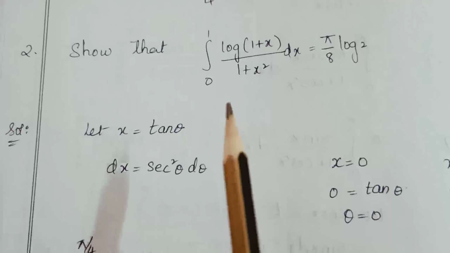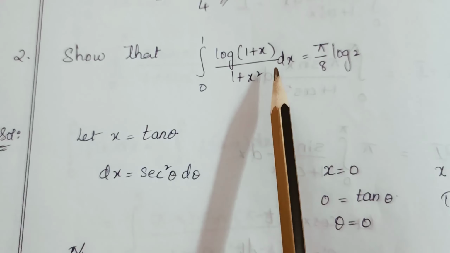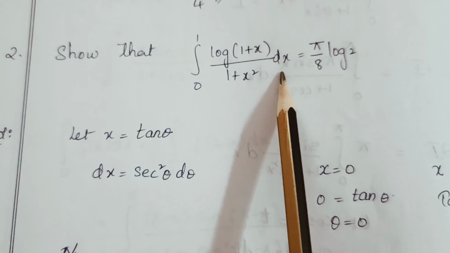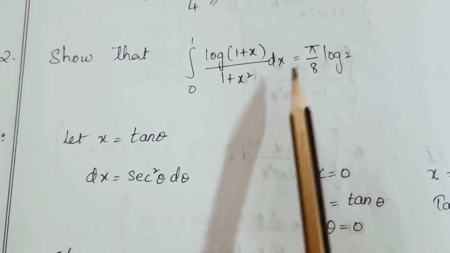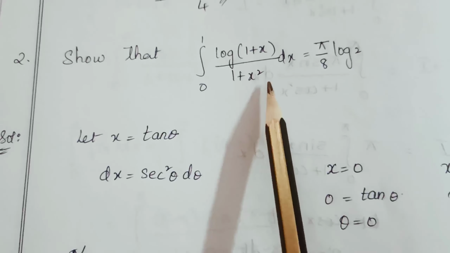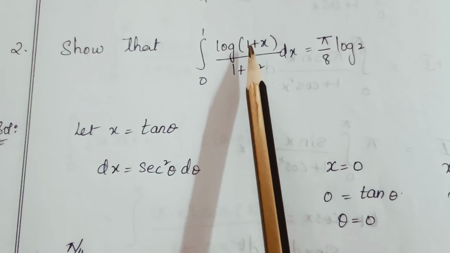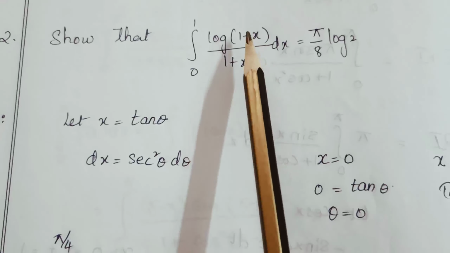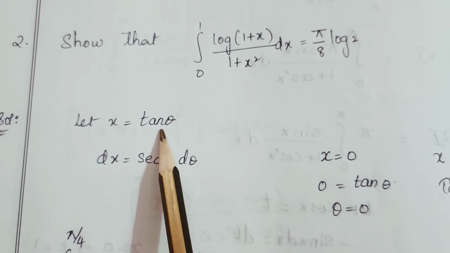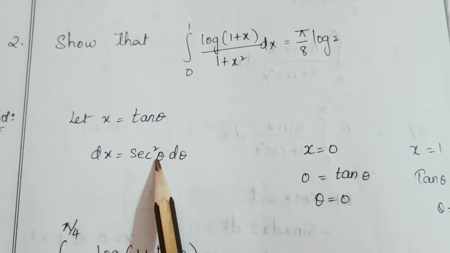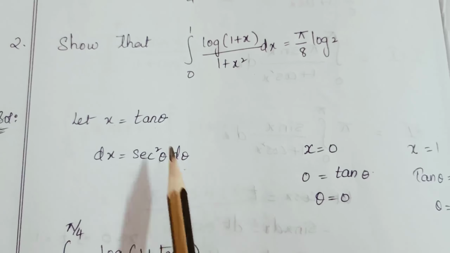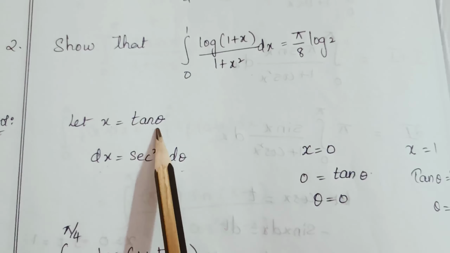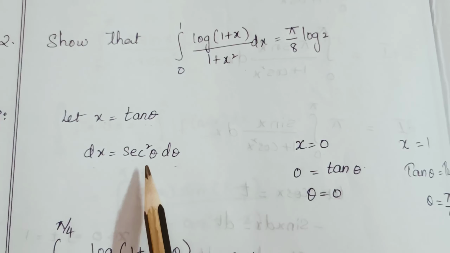Next question: show that the integral from 0 to 1 of log(1 plus x) upon (1 plus x square) dx is equal to pi by 8 log 2. This is a very important question of definite integral. Here we are taking x as tan theta. Then dx will be secant square theta d theta, since the derivative of tan theta is secant square theta.